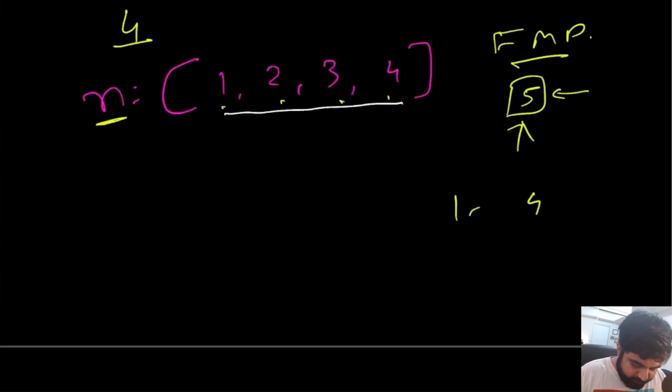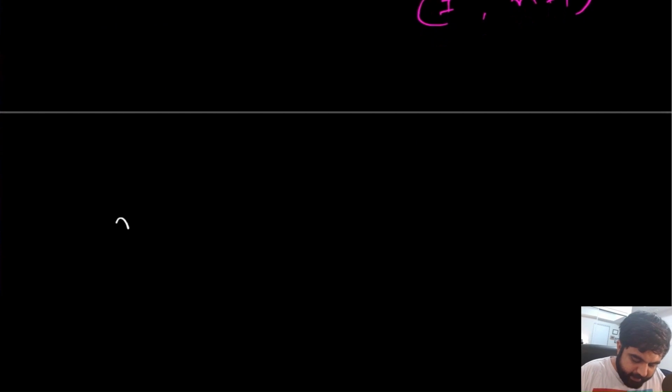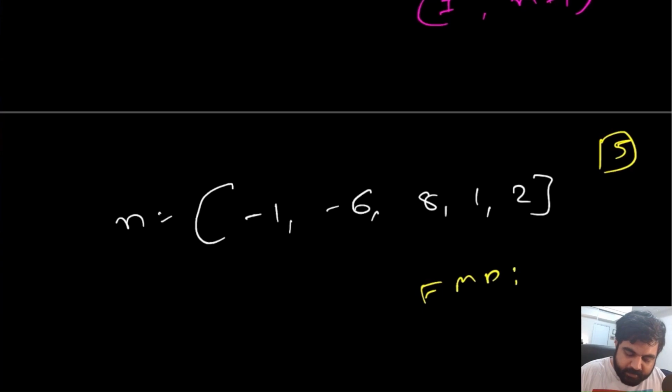So basically, the first missing positive will only be between 1 and n plus 1. That is the range where the first missing positive value lies. Any other values are of no use to us. So for example, if we are given an input where the values are -1, -6, 8, 1, 2, the first missing positive in this case is going to be 3. But since there are only 5 values, the first missing positive number can only lie between the values of 1 to 6, nothing more than that.